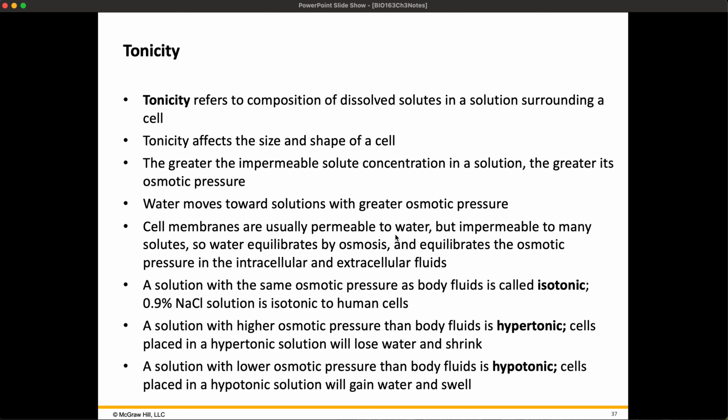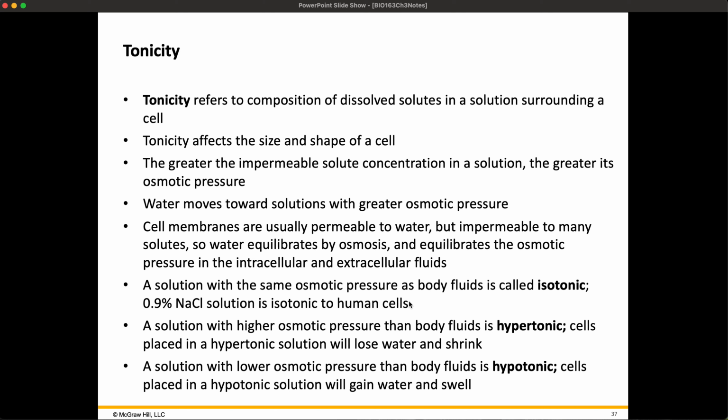Cell membranes are usually permeable to water but impermeable to many solutes. So water equilibrates through osmosis, equilibrating the osmotic pressure in the intracellular and extracellular fluids. What this sentence says is that water can move pretty freely through the plasma membrane, but the solutes can't. And so rather than having a bunch of solutes being moved back and forth, you have a lot of water that gets moved back and forth to balance out the osmotic pressure and the concentration gradients on the two sides of the cell.